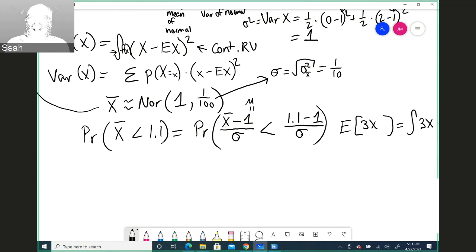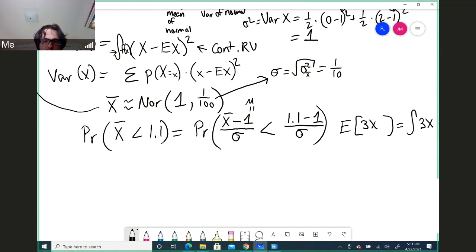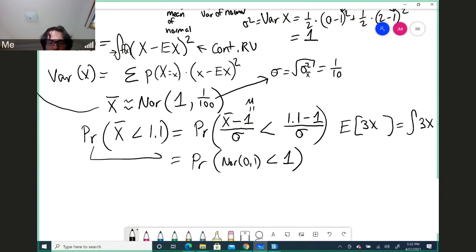So we know that if you take a random variable that is a normal random variable and you subtract the mean and you divide it by the square root of the variance, then we know that that is equal to a standard normal. So that's just a normal 0, 1 random variable. And doing the same thing over here on the left-hand side, 1.1 minus 1 is 0.1, and then dividing it by 1/10 gives you 1, like that. And so we've basically simplified to a much simpler version where we just need to find the probability that a normal random variable is less than 1.